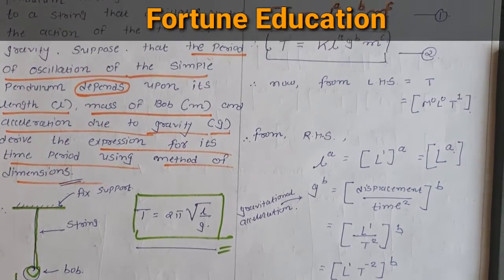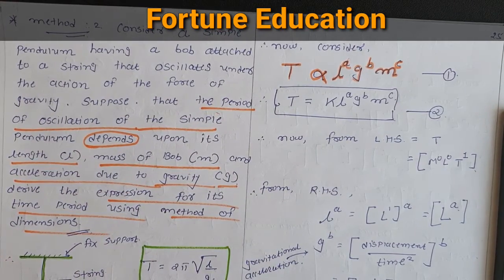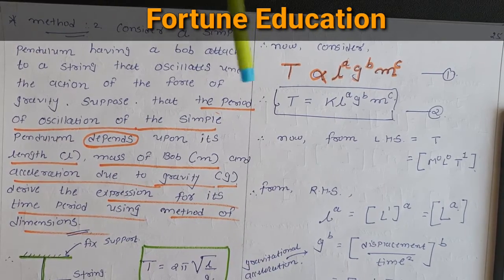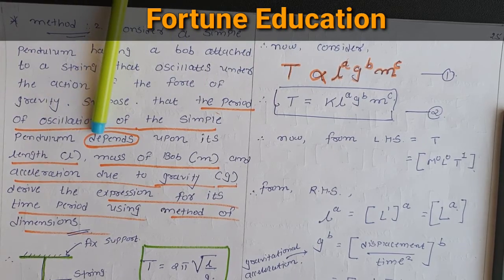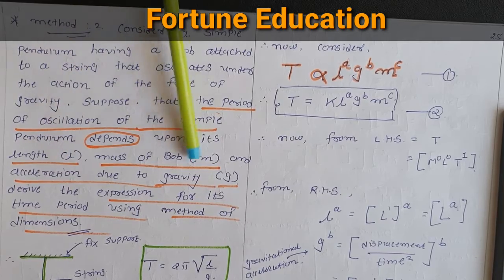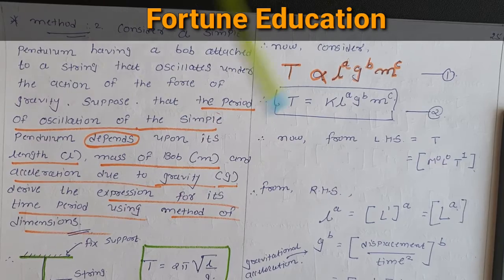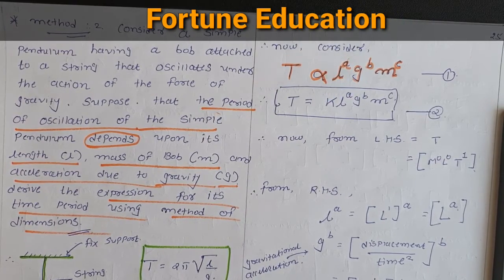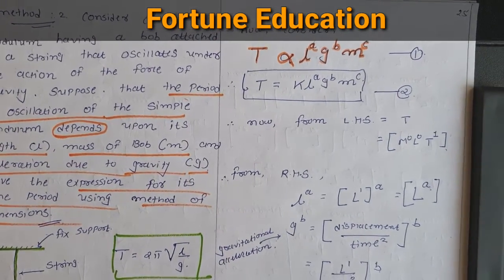Now first, once again I will tell you how we can write this equation. All of these parameters are written as a product. So once again, the period of oscillation T is directly proportional to length, mass, and g, so L, g, and m. Whatever the order, we can arrange it any time. So L to the power a, g to the power b, and m to the power c. But how can we prove that? Just see.